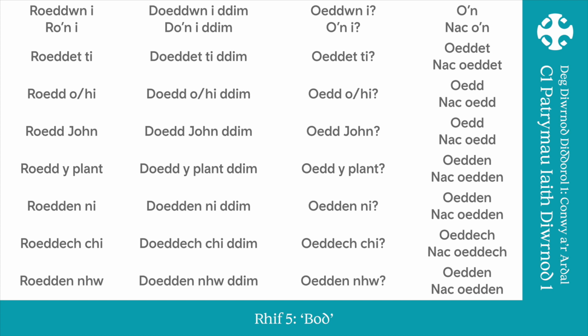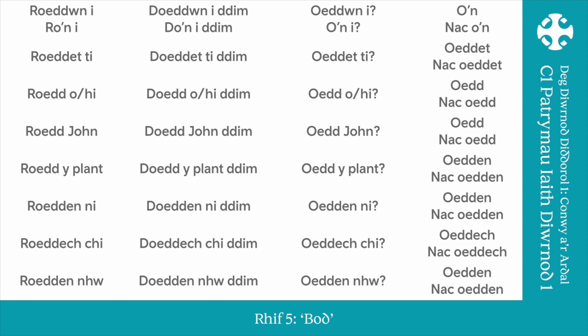When using bod in the imperfect tense, in the past over a period of time, at the start of the sentence, you use this pattern. Roeddwn i, ro'n i, roeddet ti, roedd o, roedd hi, roedd Edward, roedd y plant, roedden ni, roeddech chi, roedden nhw. Doeddwn i ddim, do'n i ddim, doeddet ti ddim, doedd o ddim, doedd hi ddim, doedd Edward ddim, doedd y plant ddim, doedden ni ddim, doeddech chi ddim, doedden nhw ddim.